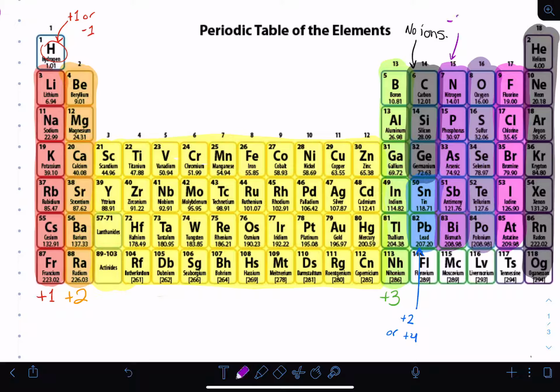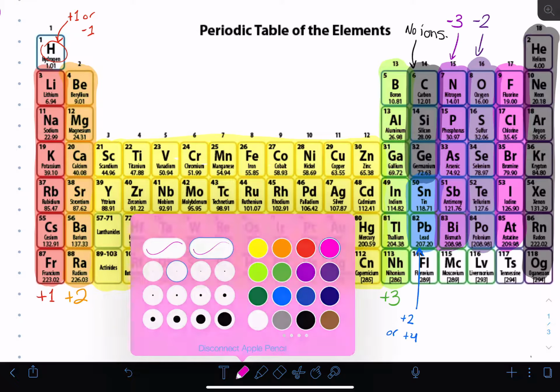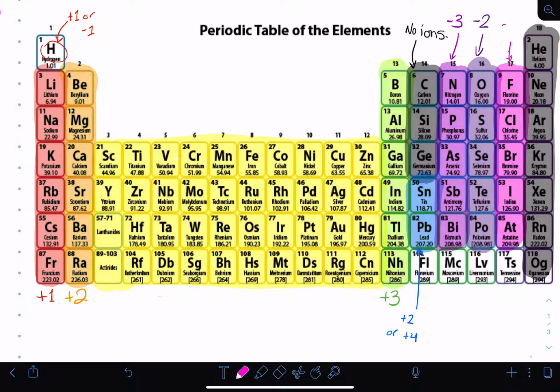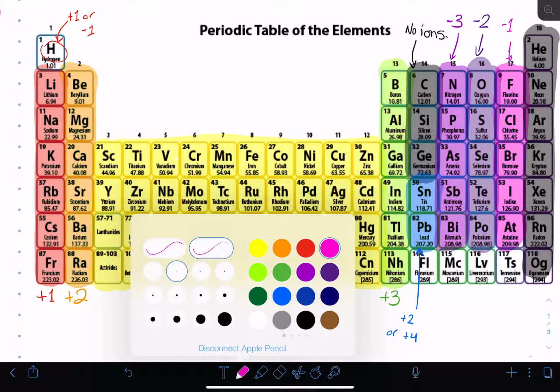So nitrogen and all of the things in its family tend to form ions of -3. Oxygen and everything in its family tends to form ions of -2. And fluorine and the rest of the halogen family tend to form ions of -1. So just by looking at where something is on the periodic table, for the most part, we can predict its ions.